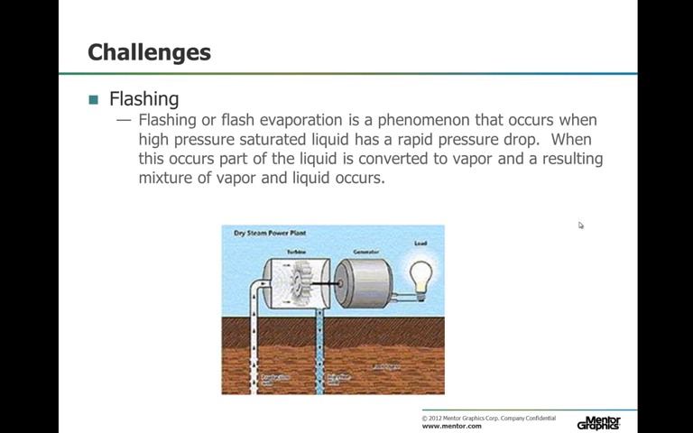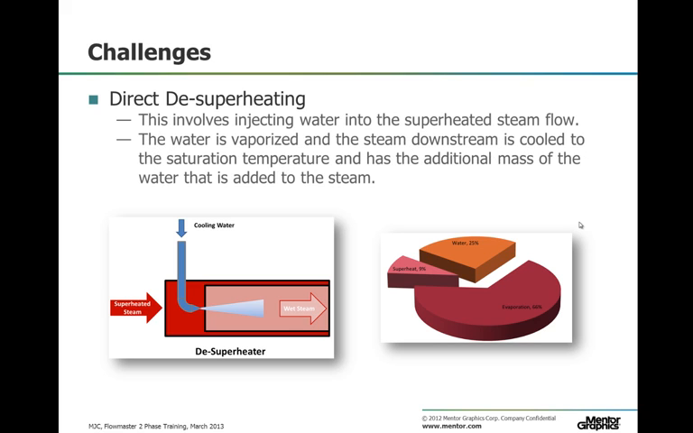Flashing or flash evaporation is a phenomenon that occurs when high pressure saturated liquid has a rapid pressure drop. When this occurs, part of the liquid is converted to vapor in an isenthalpic process, and a resulting mixture of vapor and liquid occurs. This is utilized in many systems to efficiently create steam in high-pressure systems, as in geothermal applications. Superheated steam is principally used in power generation plants as the driving force for turbines. This is done for two reasons.